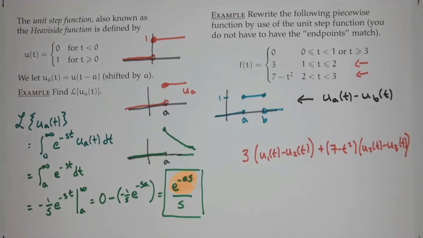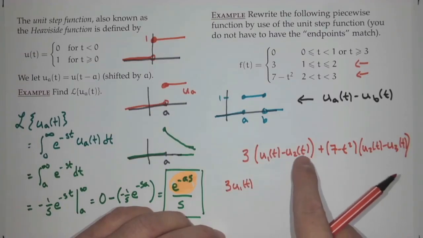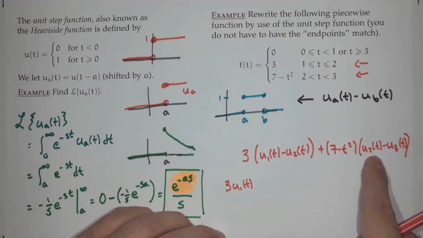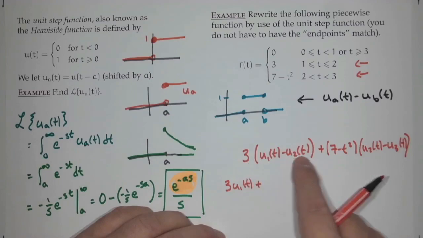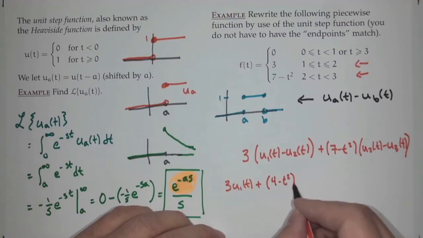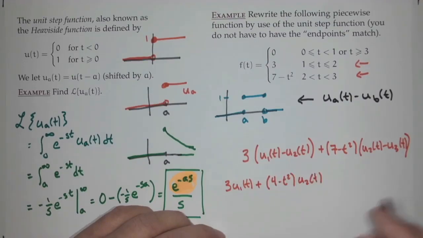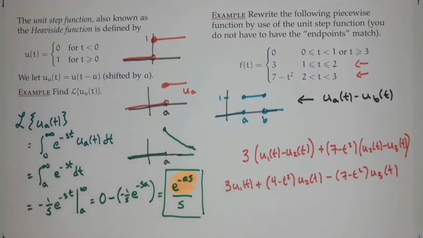Now, there's things we can do to this if we wanted to. We could, for example, rewrite this as 3 times U sub 1. Then say, well, hey, look at the U sub 2's. There's 2 of them. So we could put them together. There's minus 3 here. There's 7 minus t squared there. So we could write it as 4 minus t squared U sub 2. And then there's a single U sub 3 at the end. So minus 7 minus t squared U sub 3. So that's another way we could write it. But the moral here is we can turn on and off our pieces as we need to.